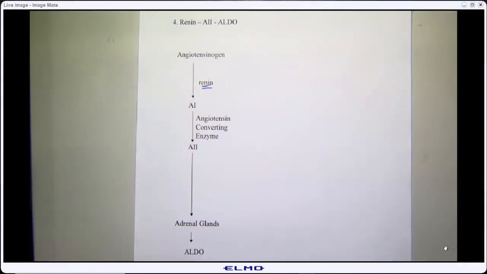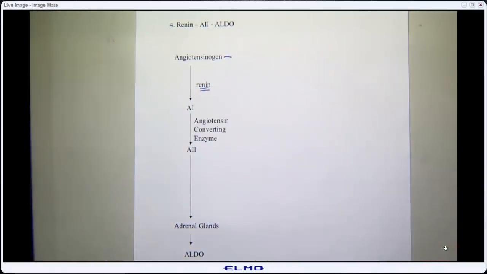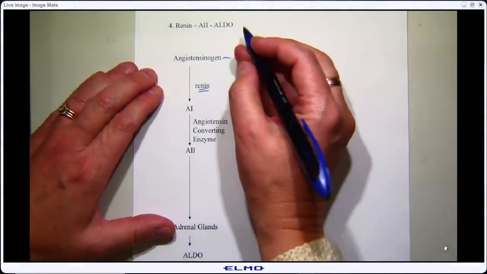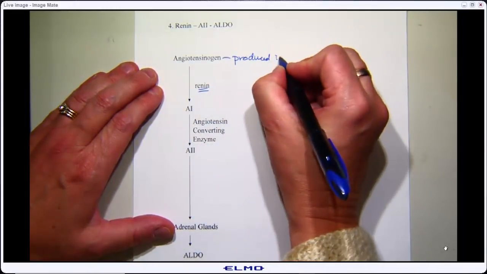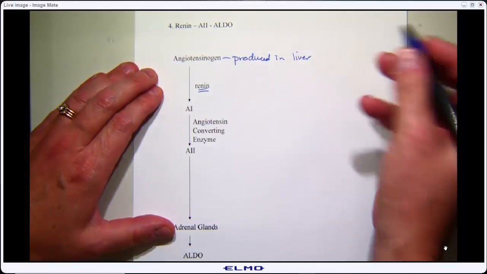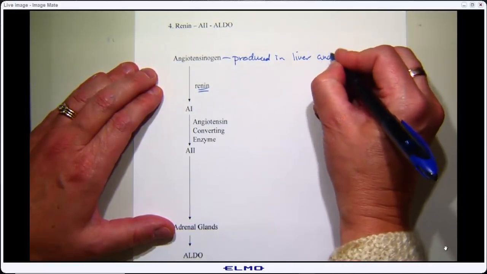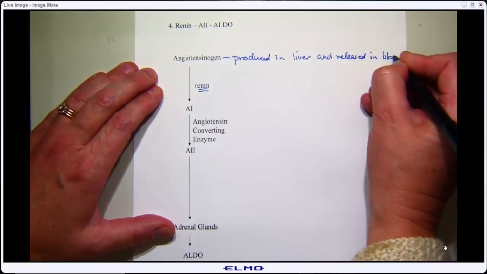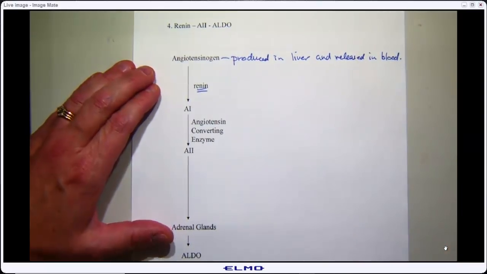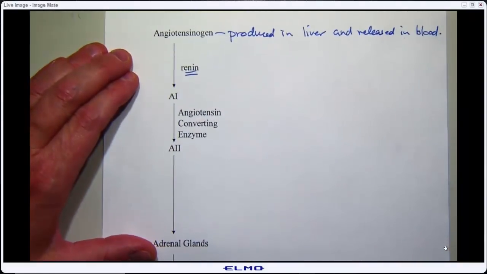So we start with the precursor, angiotensinogen. This is going to be produced in the liver and released in the blood. So this is circulating all the time. Angiotensinogen is a product of the liver being circulated at all times. So its supply is not going to be rate limiting for us. It's just always going to be there.